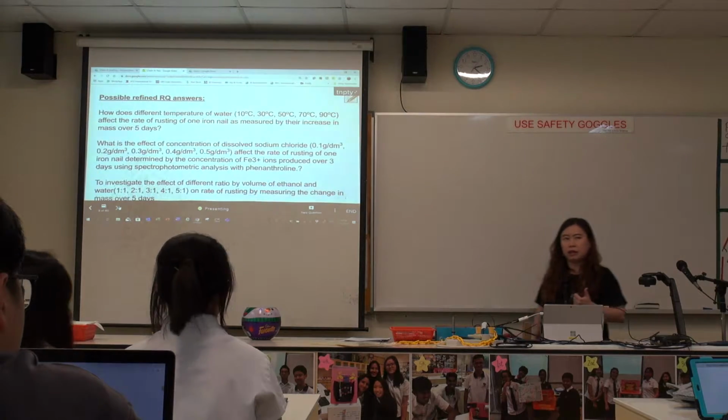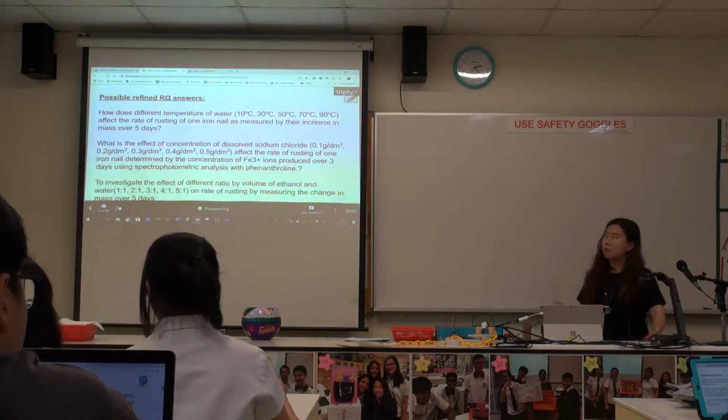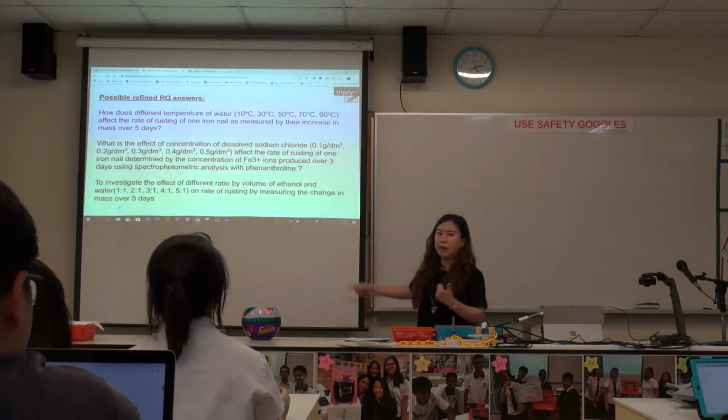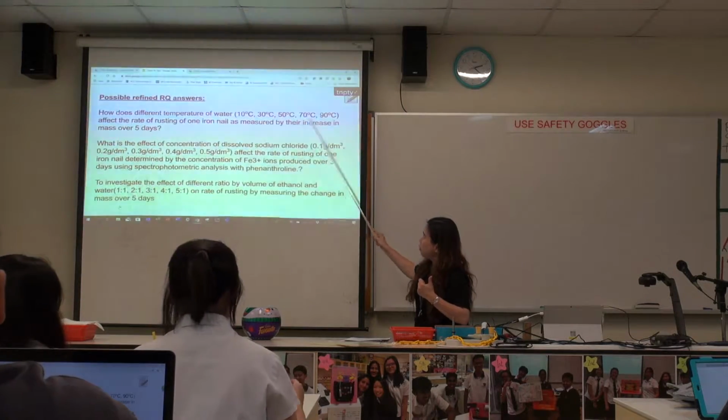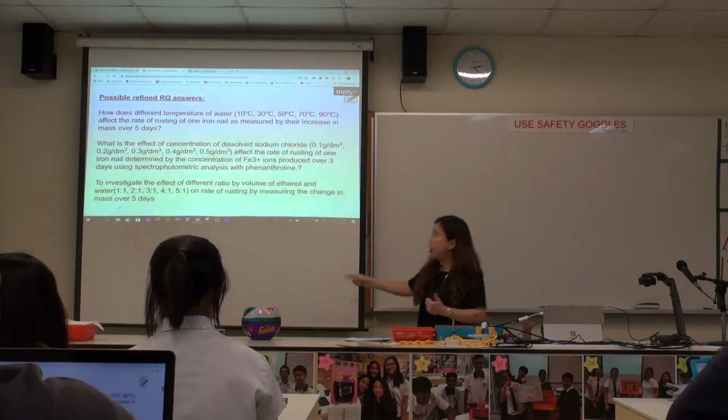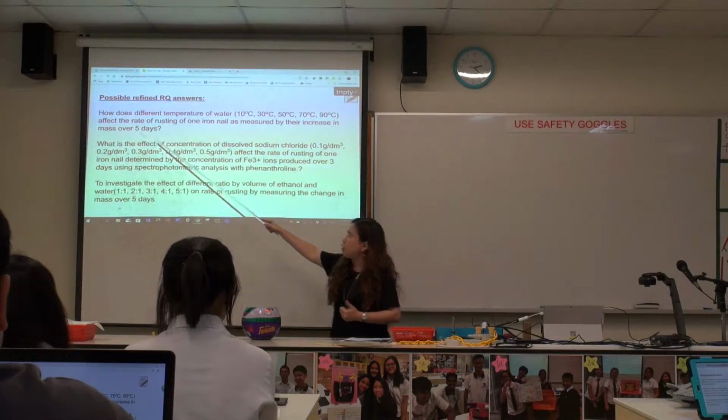Okay, now let me just show you some good ones. I formulated this just 5 minutes ago. Some good ones will be what you see here: different temperatures of water, where I specify the 5 temperatures, affect the rate of rusting. In fact, I should have written the word initial rate.